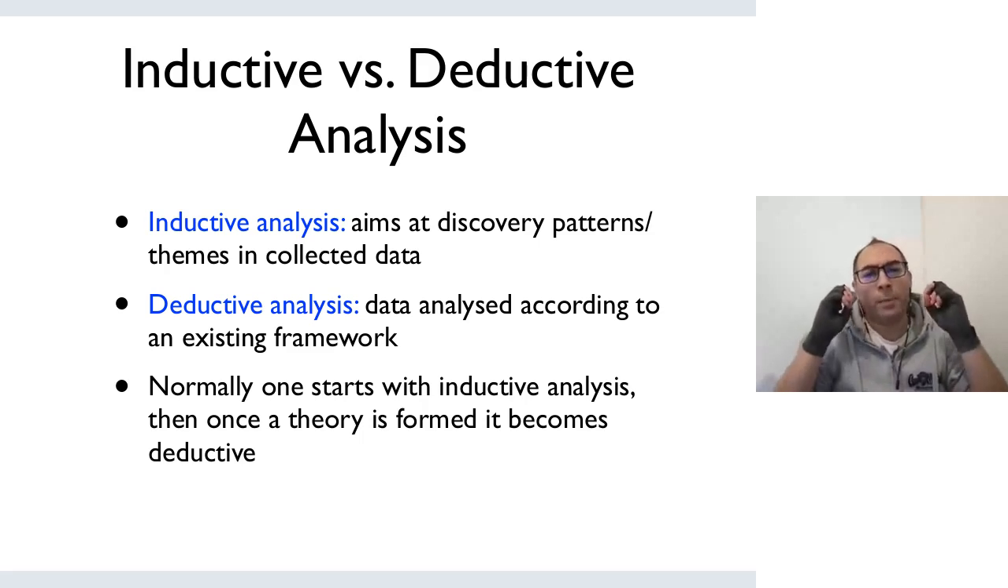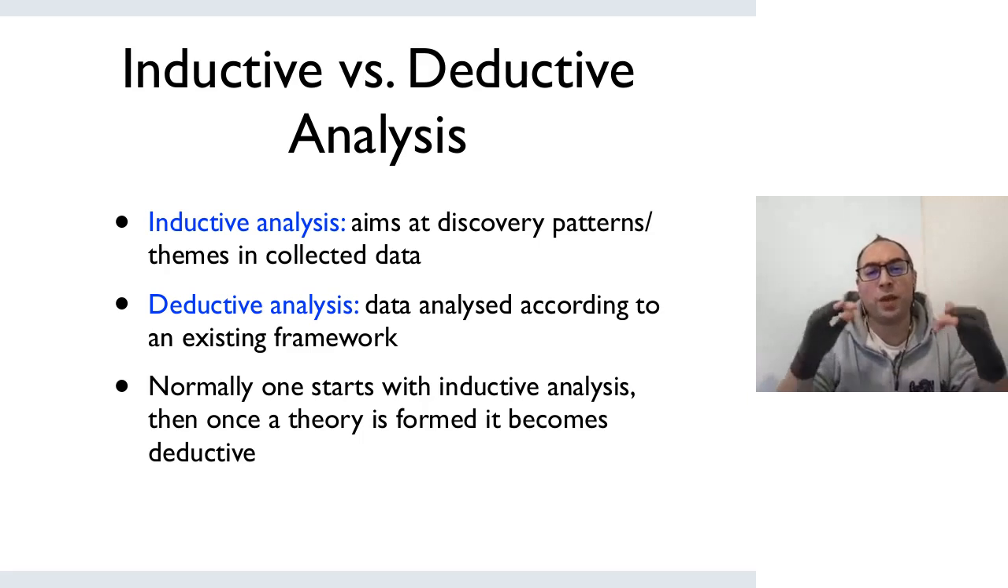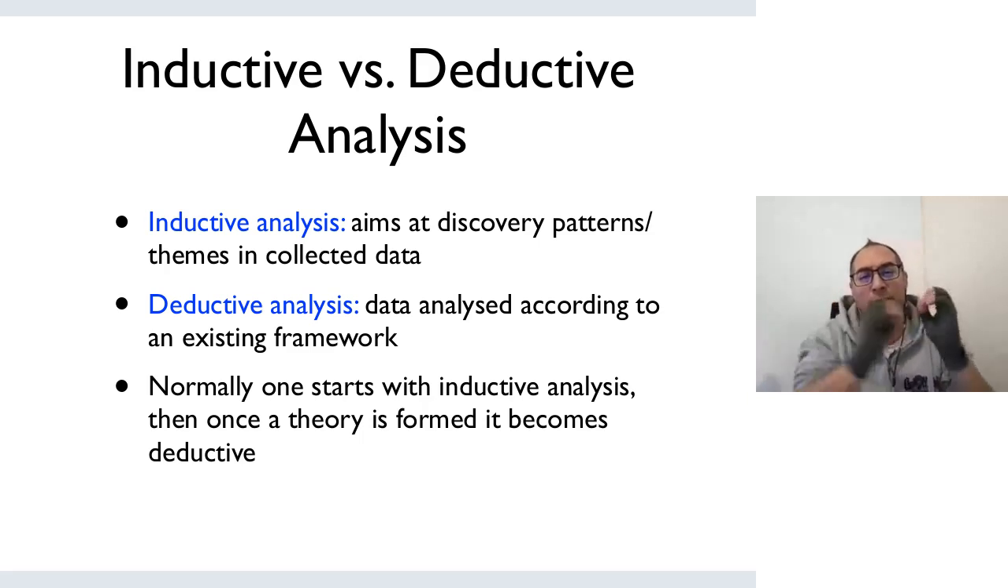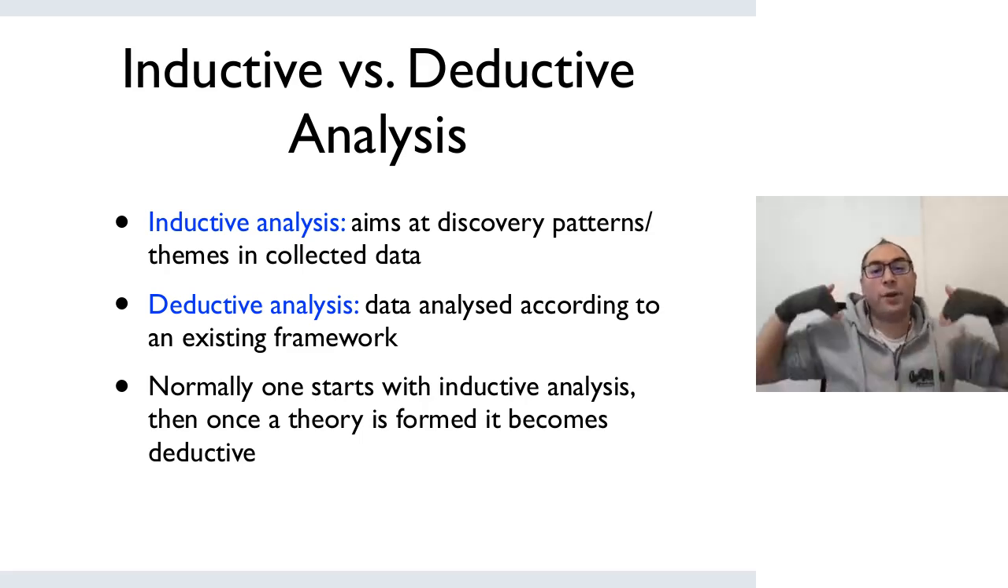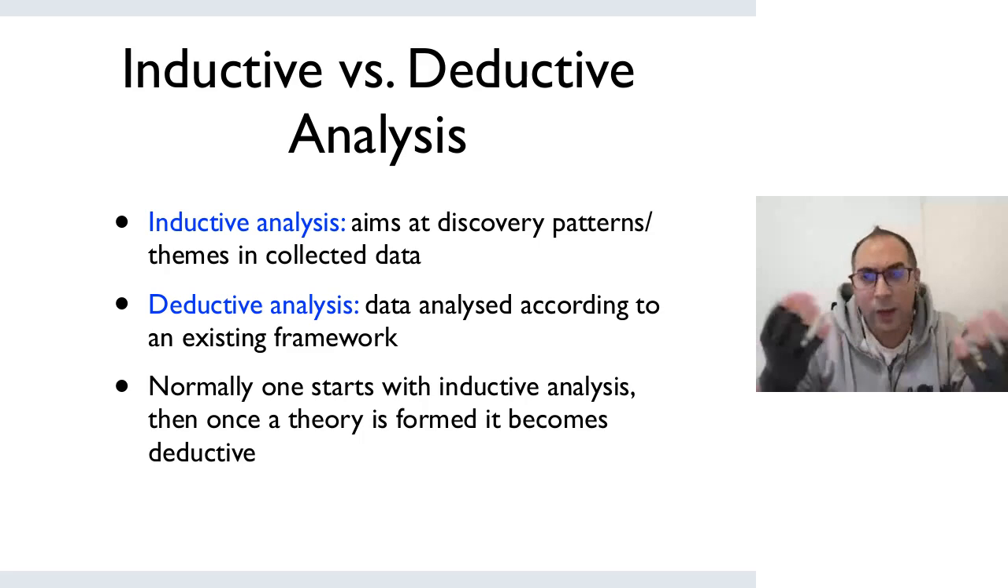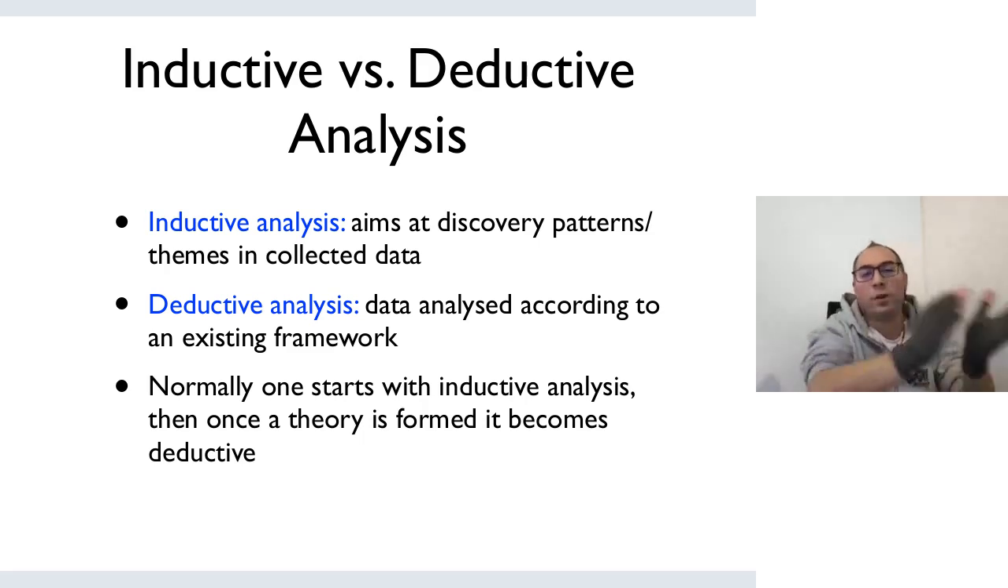There are epistemologically two ways to analyze qualitative data: inductive analysis and deductive analysis. Inductive analysis means you first discover patterns in your data, themes, if you will, and then you come up with a theory. Deductive analysis means you have an existing theory, a series of theoretical formulations, what is known as a theoretical framework, and you want to evaluate the extent to which that framework matches the theory.